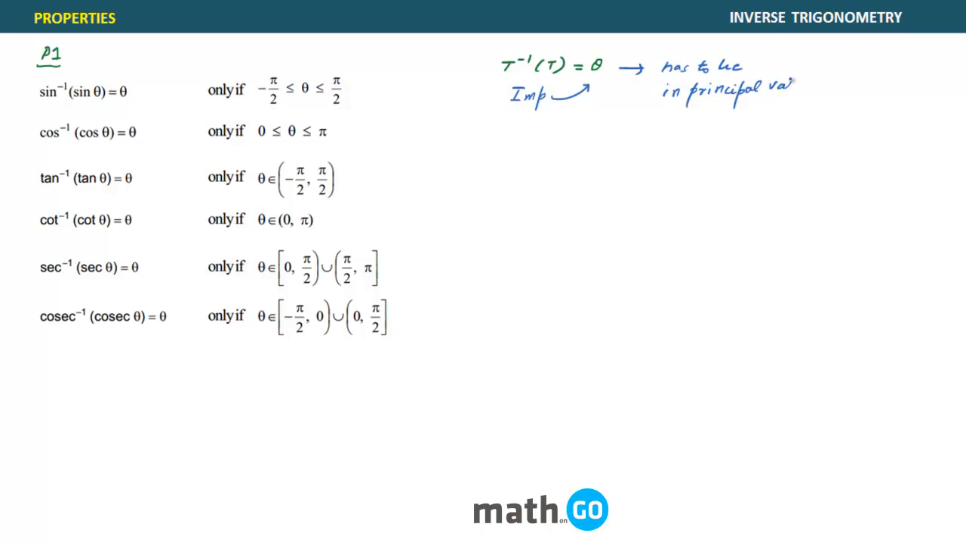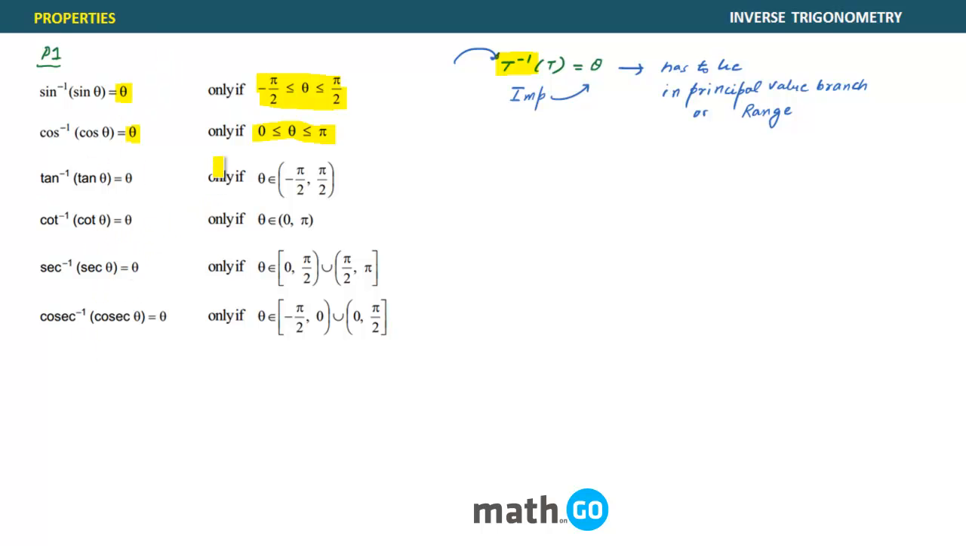You can say principal value branch or range, it's one and the same, whichever way you want to understand it. Which range? The range of the outermost T inverse function. So T inverse T will give you theta only, but it should satisfy the principal value branch of T inverse. For example, sin inverse sin theta will be theta only when theta lies between minus pi by 2 and pi by 2. Cos inverse cos theta will be theta when it lies between 0 and pi, and similarly for the other four.